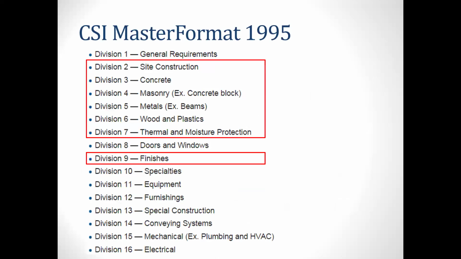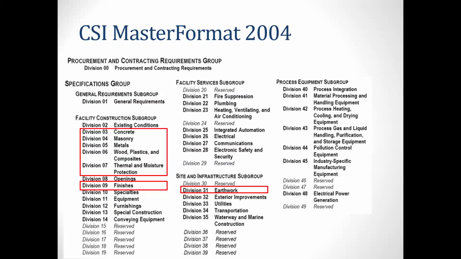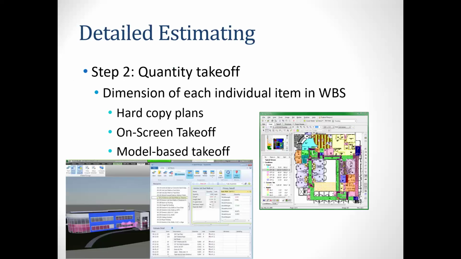Site construction, division 2, is now called the site and infrastructure subgroup. And the artwork is in division 31. So that's the huge difference. Those are the new things because modern projects are getting more complicated, so you have all those subgroups, right?